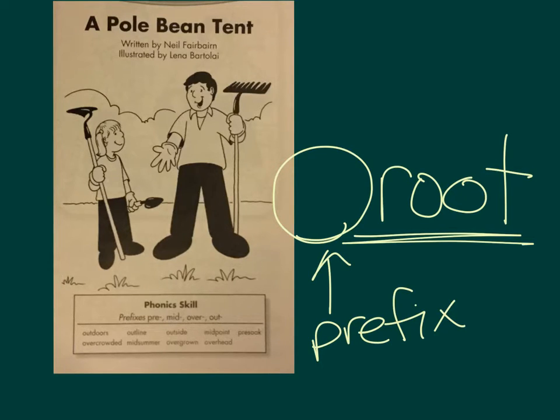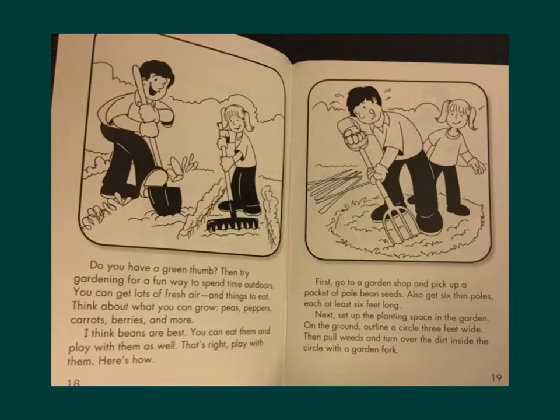All right, are you ready? Here we go. A Pole Bean Tent. Do you have a green thumb? Then try gardening for a fun way to spend some time outdoors. You can get lots of fresh air and things to eat. Think about what you can grow. Peas, peppers, carrots, berries, and more. I think beans are best. You can eat them and play with them as well. That's right, play with them.